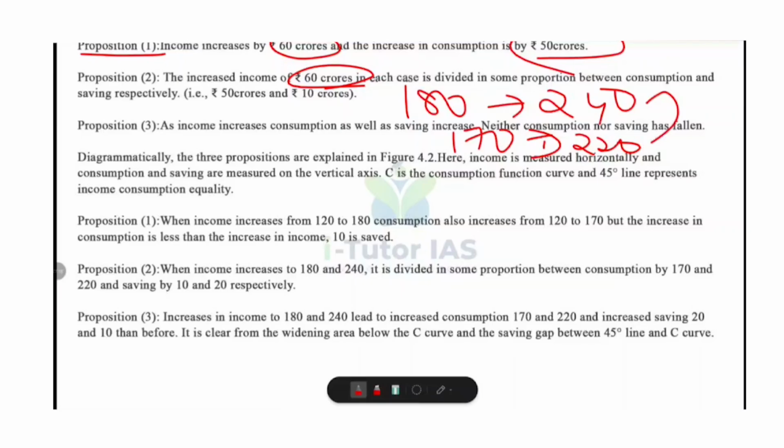So every increase in income is divided. A portion goes to spending, that is consumption, and a portion goes into savings. Both consumption and saving grow hand in hand. One goes up for current needs and the other for future security. What was the third proposition? Yes, with increase in income, both consumption and saving rise, neither of them decreases.